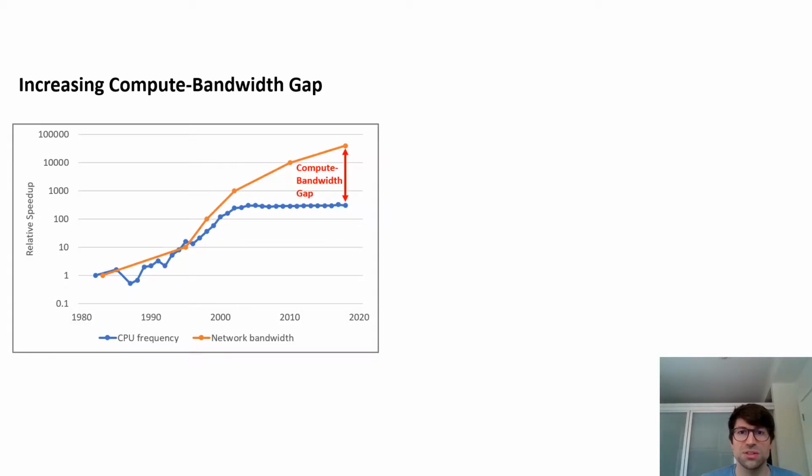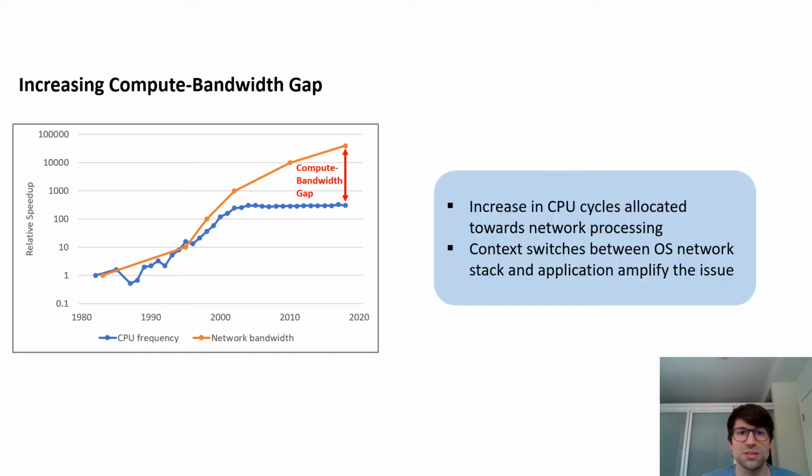In recent years we have seen a rapid increase in the available network bandwidth, while at the same time CPU frequencies have been stagnating. Given these two trends, the gap between the network bandwidth and the compute available on the CPU is widening further and further. As a result, more and more CPU cycles have to be allocated for network processing. This means that we have less CPU time available for the application. This trend is intensified by the use of operating system network stacks that introduce frequent context switches between the application and the operating system.